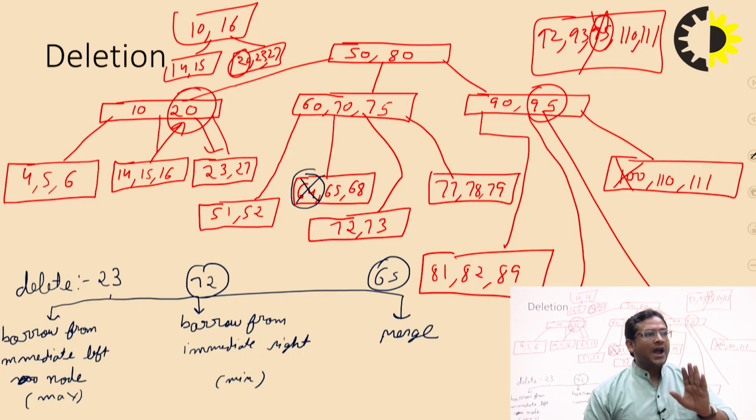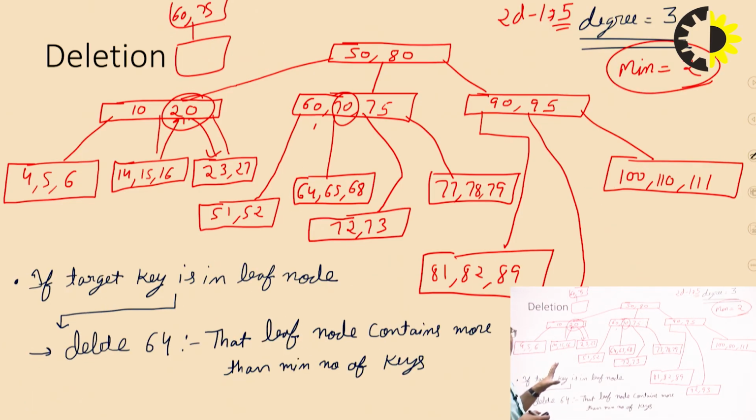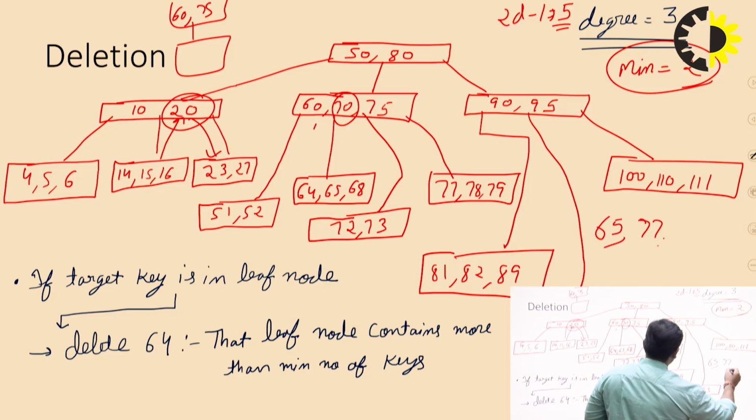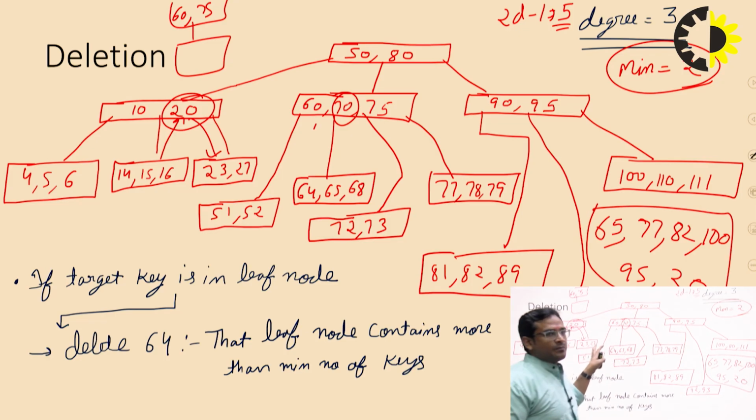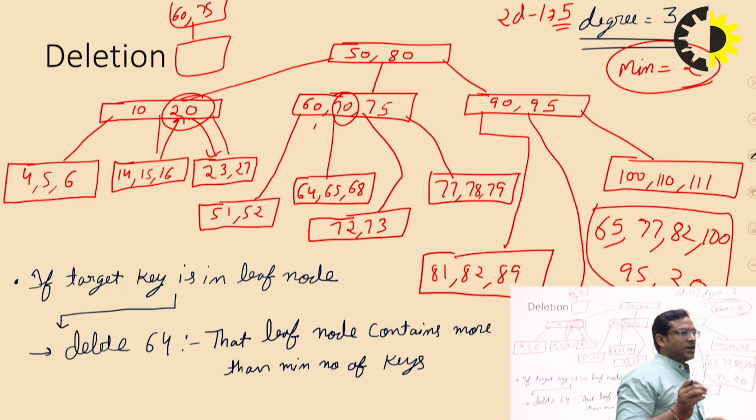Okay, you can just take a screenshot for this one. And delete some nodes. I'll just give you some homework. Delete the nodes one by one. So you can delete here 65, then 77, then 82, then 100, then 95, then 20. So these are the nodes you can delete in this example as homework. Okay, and after that you can put the solution into the chat box.